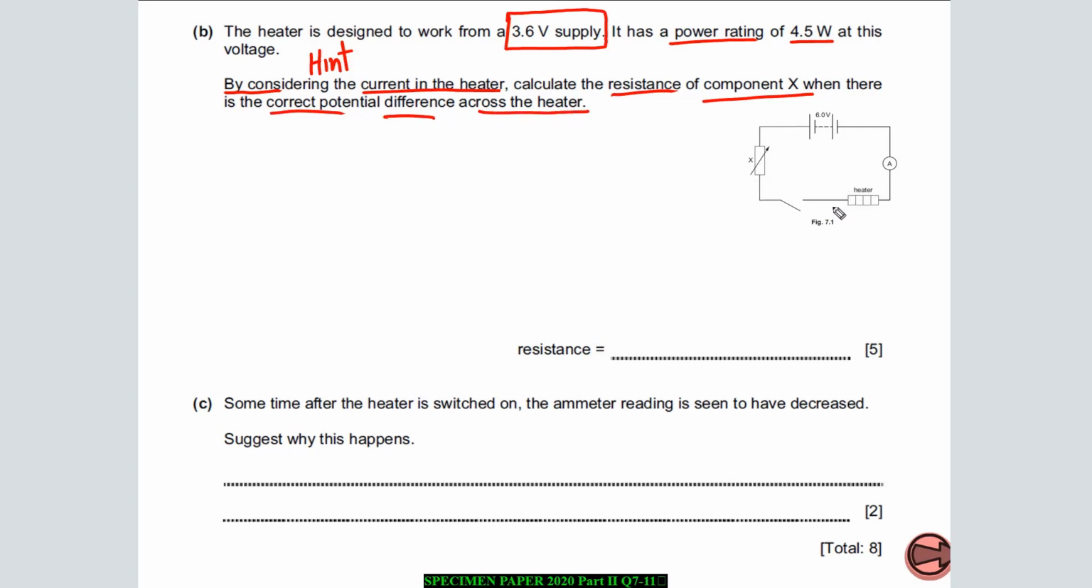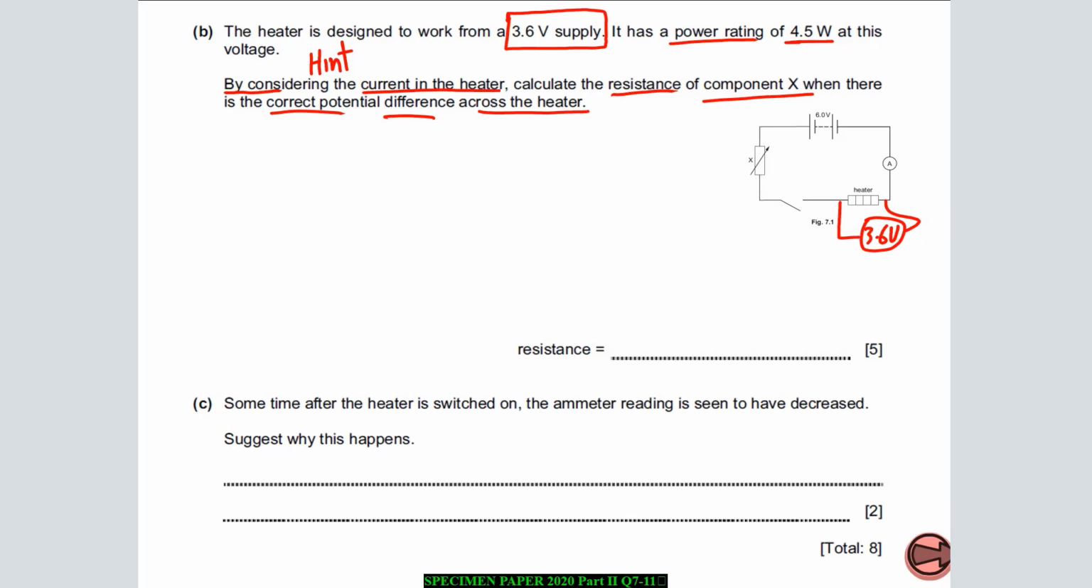So this is our heater. The potential difference across this heater is 3.6 volts. Its power rating is also given to us, but don't get confused with the voltage of the power supply. We need to consider the voltage across the heater when it is operating normally. So first we need to find the current in the circuit, and then we can use that current to find the resistance of the variable resistor.